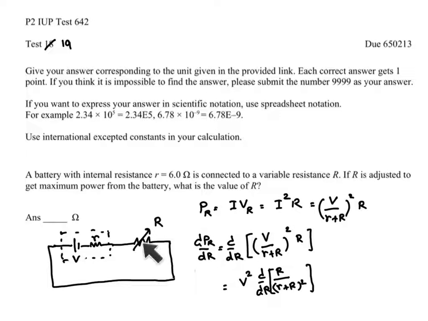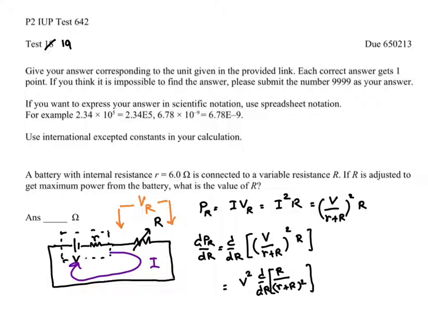The power that this resistance gets from the battery, if we call it PR, the power that R receives, is equal to I times VR, where I is the current in the circuit, which also passes through this resistor, and VR is the voltage difference across the resistor R. So this is the power that resistor R gets from the battery.